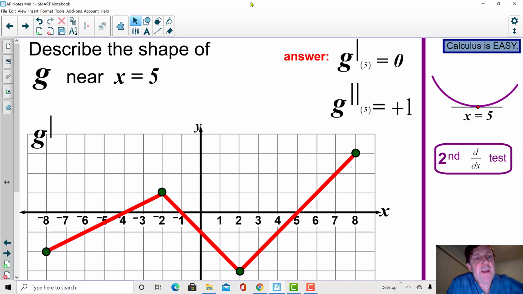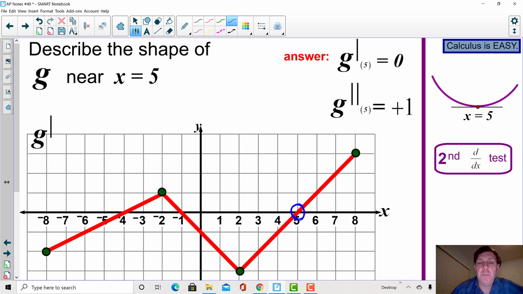Okay, for this example, they're asking us to describe the shape of g near x equals 5. I want to point out that g prime of 5 is 0. And remember, the slope here was 1. So everywhere on this line, the slope was 1. So that means the second derivative at 5 is going to be a positive number.